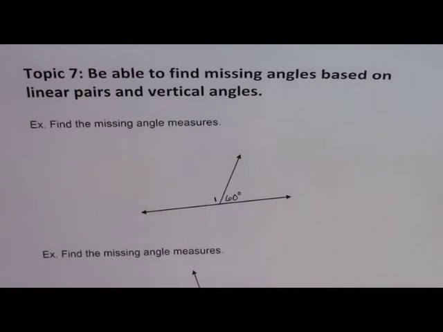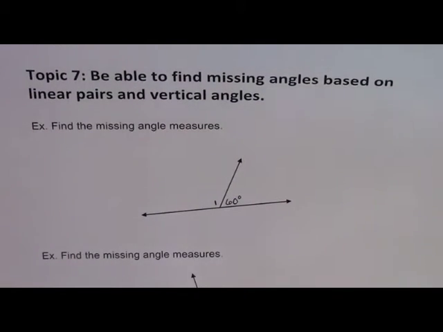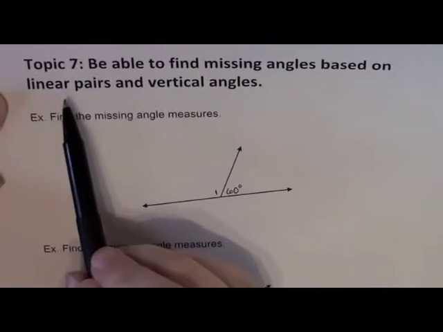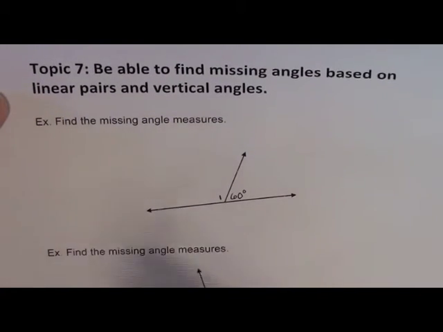Geometry 1, Chapter 2 Test, Topic 7. Be able to find missing angles based on linear pairs and vertical angles. Now a couple of things you need to know here. Linear pairs are two angles that together make a straight line, and because they make a straight line or a straight angle, they're going to add up to 180 degrees.